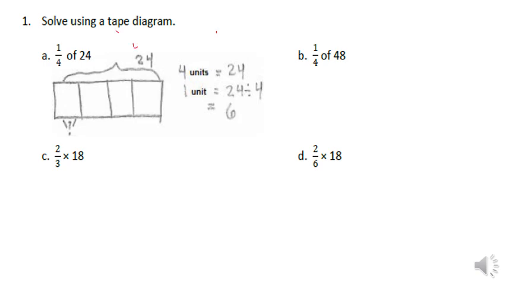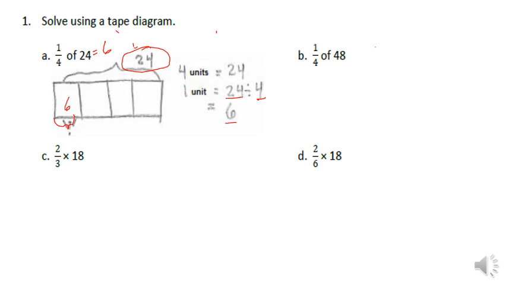In number 1, it says 1/4 of 24. And what they've done is they drew a tape diagram, and the total was 24 on top. And since it says 1/4 of, they split it into fourths, and they're looking for this one piece. So 4 units equals 24. So 24 divided by 4 equals 6. So this 1/4 would be 6. So 1/4 of 24 equals 6.